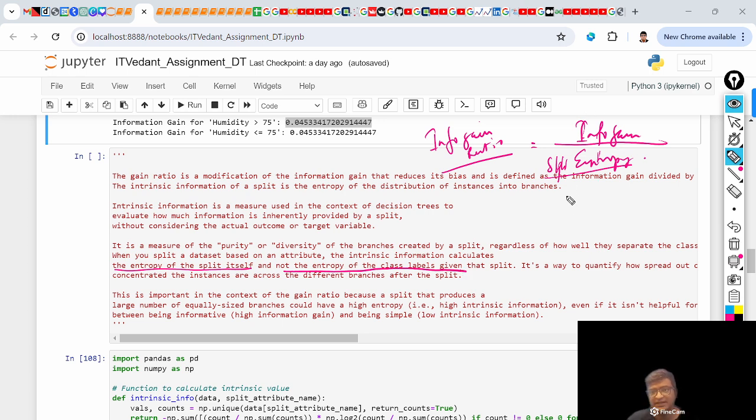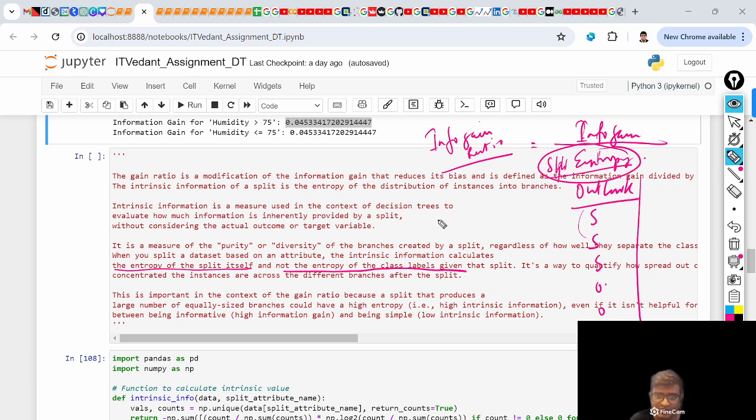What do I mean by that? Say for example, I have Outlook in our case example, and I have records of Sunny, say 3, Overcast as 4, and then Rain as the rest. So what I will do in this lower portion is the split entropy. I will not consider it with respect to the class yes or no, play or not play. I will do it basis the split itself.